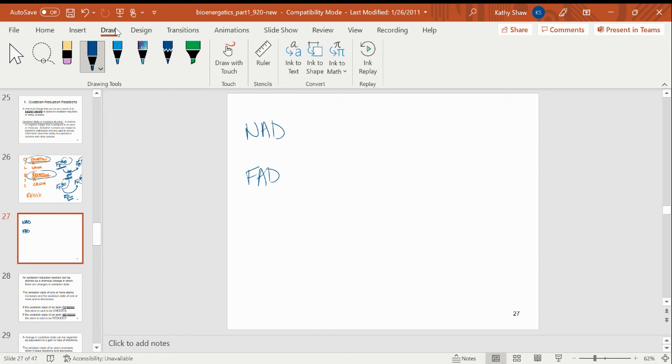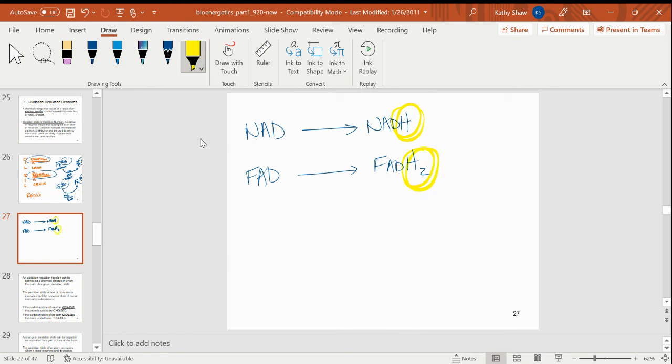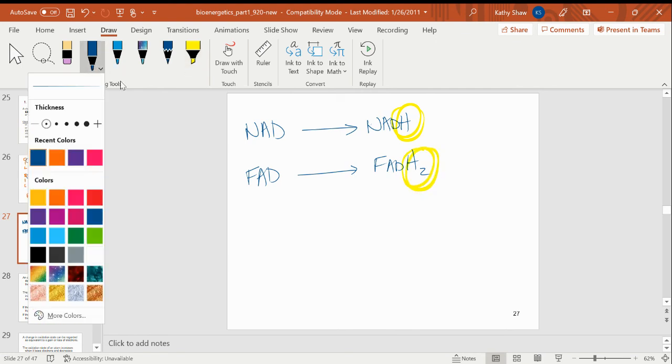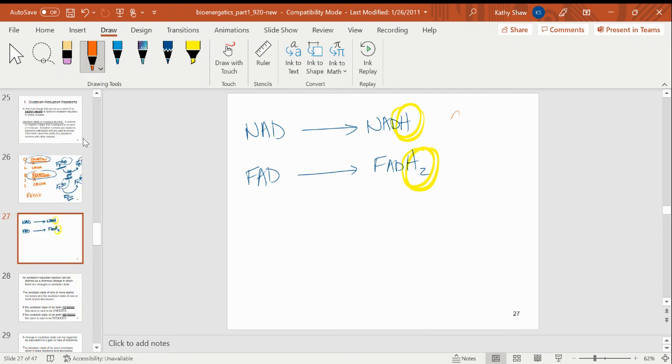So what we can do is put electrons on them. We can convert NAD to NADH. We can convert FAD to FADH2. Here's my electrons. So since I gained my electrons going that way, I put the electrons on. That was my gain. Oil rig. Reduction is a gain. So these two reactions are reduction because I gained the electrons.